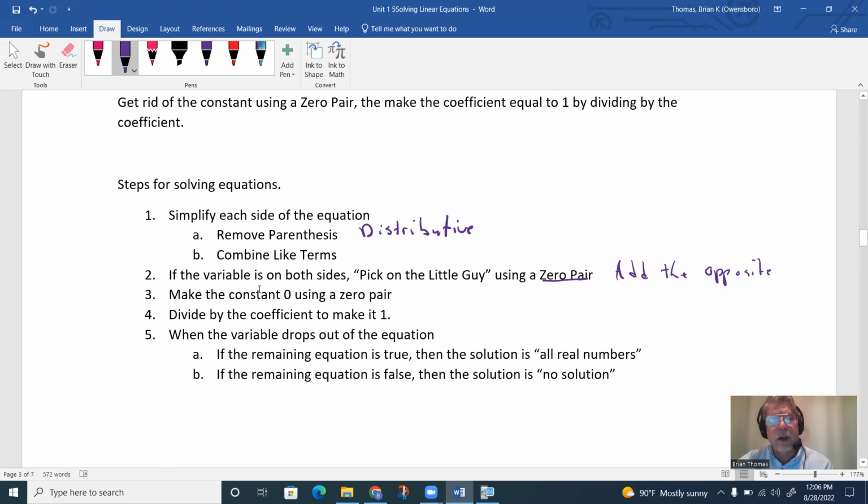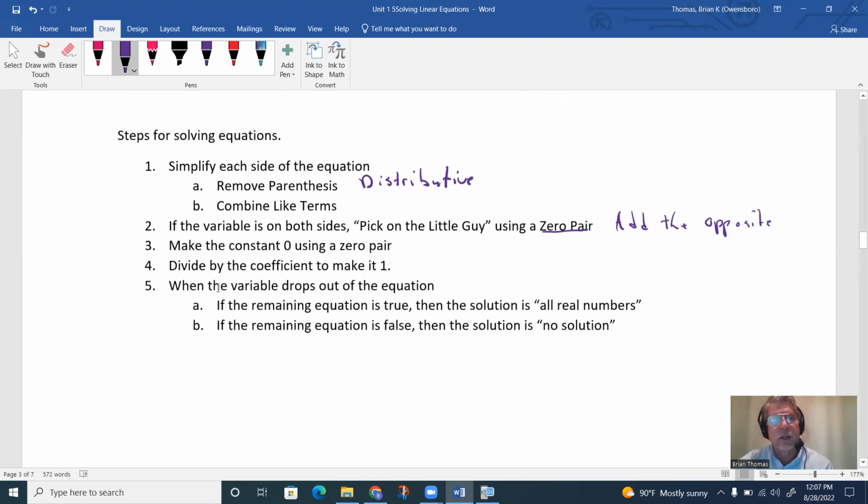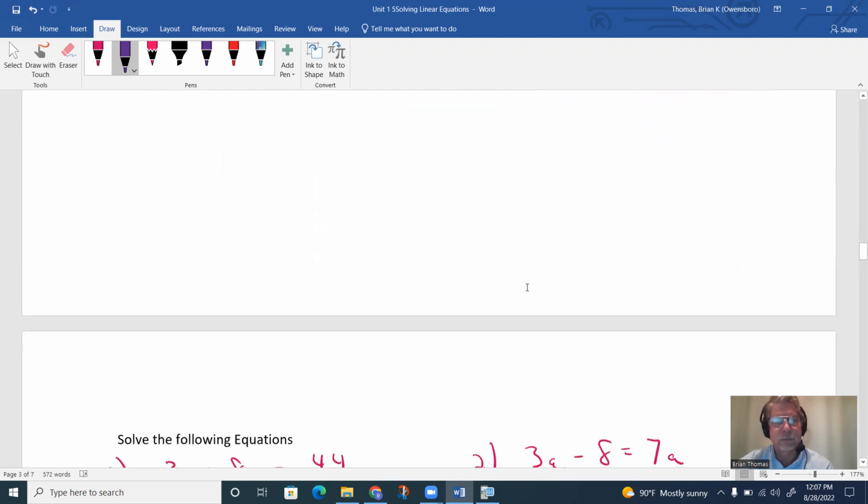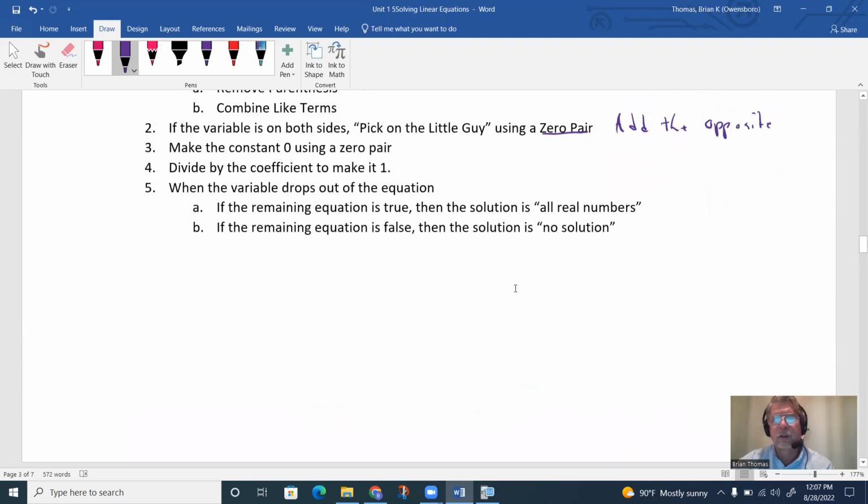So from there, we want to make the constant 0 using zero pair. And then we want to make the coefficient equal to 1. By doing so, x should be by itself at that point. Now, there could be this thing that happens where the variable drops out of the equation. If the remaining equation is true, then the solution is described as all real numbers. If the remaining equation is false, then the solution is described as no solution, empty set, if you will. So empty set is sometimes written with this notation here.